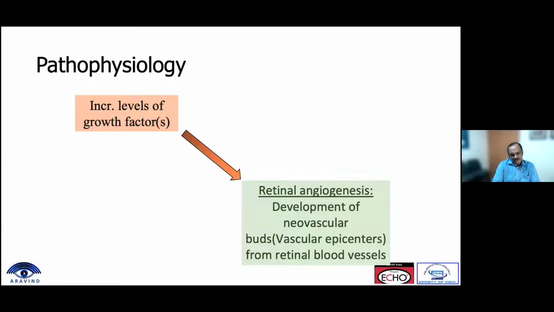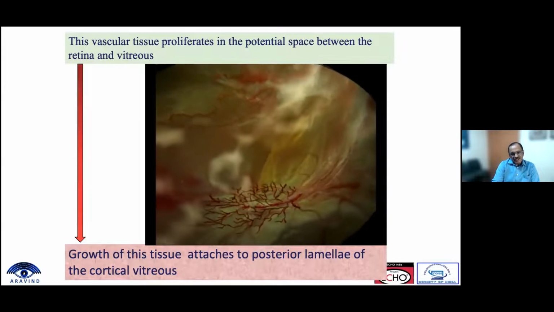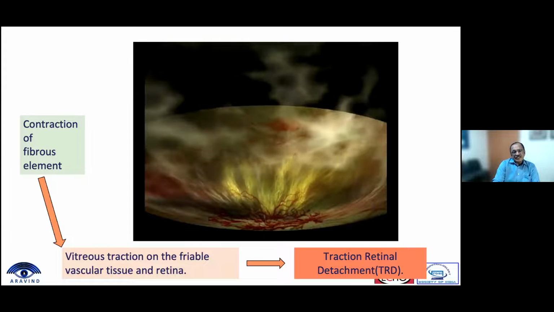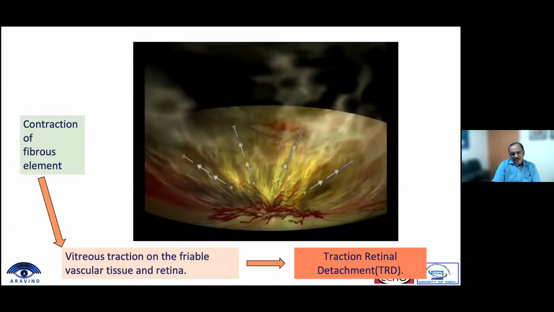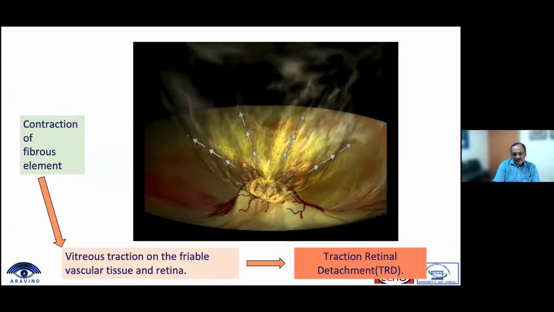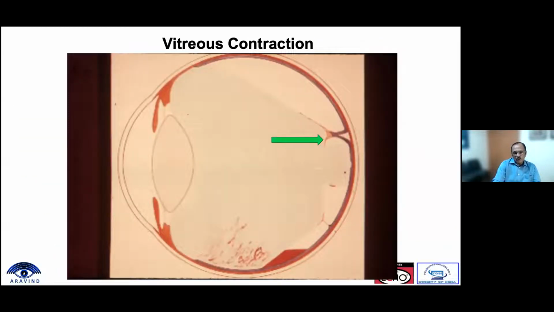or what we call vascular epicenters from the retinal blood vessels, as you can see in this animation, where these tissues grow over a period of time into the vitreous cavity, which attaches to the posterior lamella of the cortical vitreous. Once this fibrous tissue forms, it causes contraction, and this vitreous contraction of the friable vascular tissue leads to tractional retinal detachment if untreated.